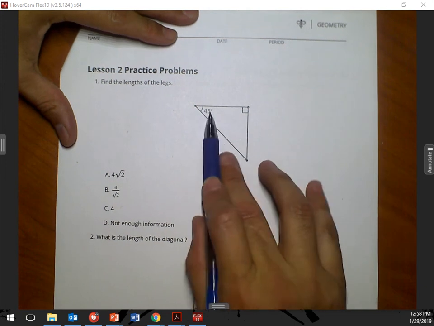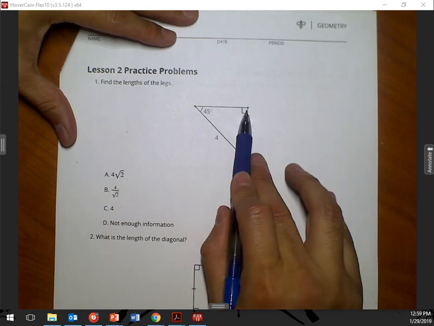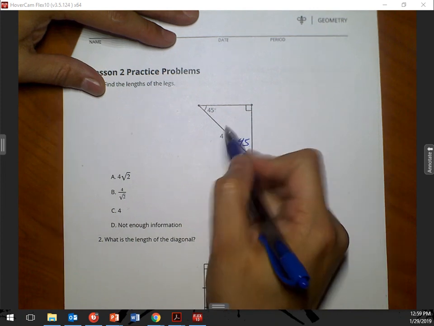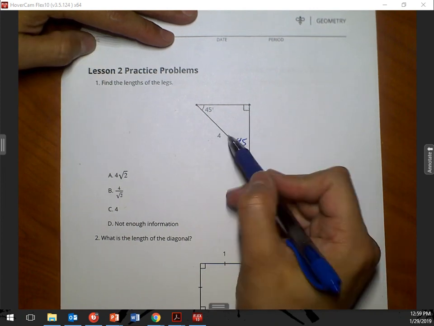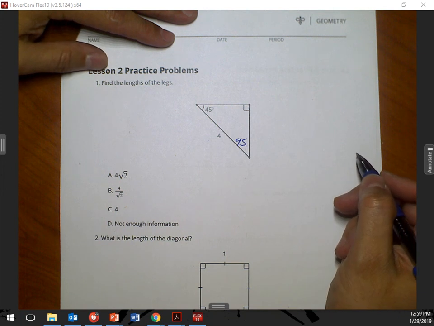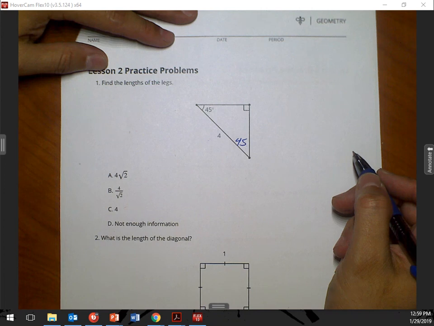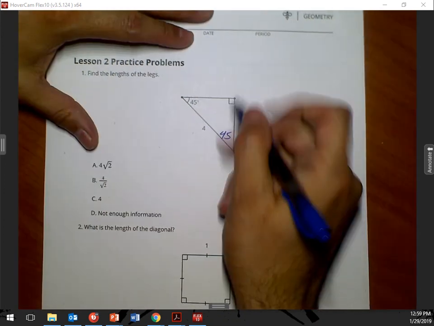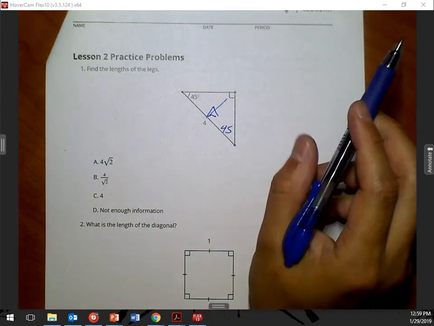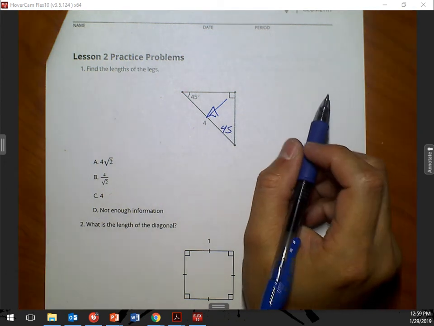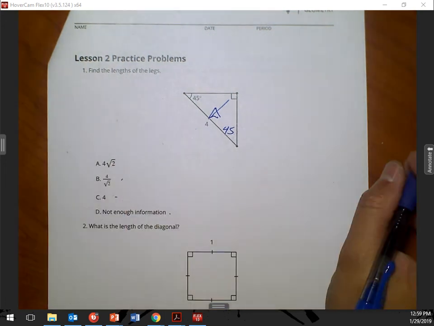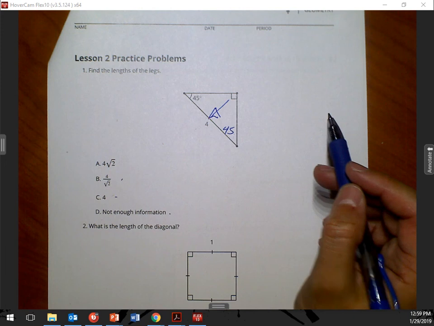If this is a 45 here, that's a 90. What's this one? 45. This is the hypotenuse, isn't it? So, tell me what the sides are. It's 2. So it'd be 2 root 2. Now, which one of these gives me 2 root 2 as an answer? B is the only one that's going to give me 2 root 2 as an answer.